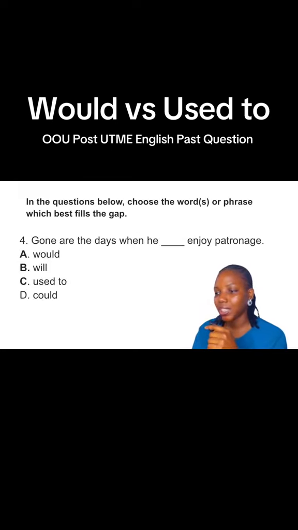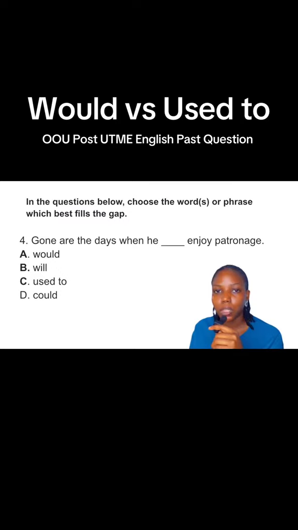Gone are the days when he enjoyed patronage. Now, when we say gone are the days when, it talks about the past. That is something that happened in the past but doesn't happen now. We can't say will because will is future tense, right? We can't say could because it is used to talk about ability. And in this sentence, we are not looking for ability.